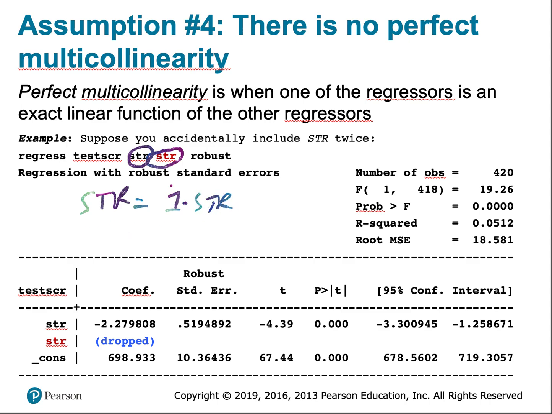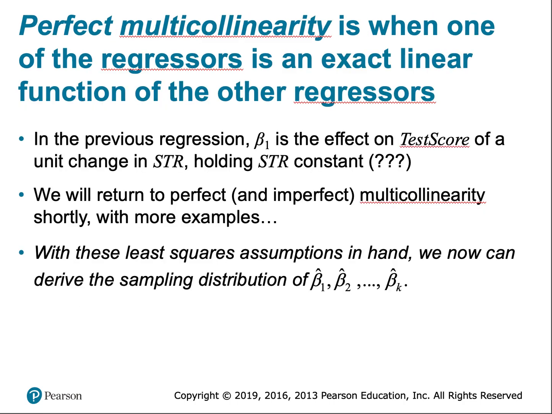So where this is x2, this is x1. So x2 is an exact linear function of x1, and so we have a problem. We cannot estimate the coefficient on x2, so it is dropped. Stata will just drop it. It's going to drop that variable like it's hot. Can't estimate that coefficient. Why can't we estimate that coefficient?